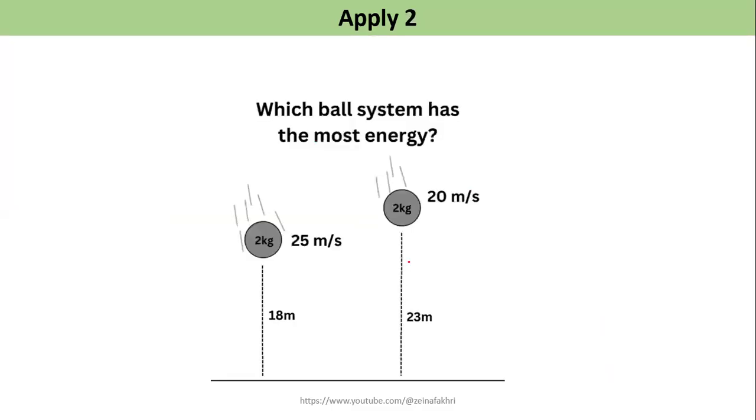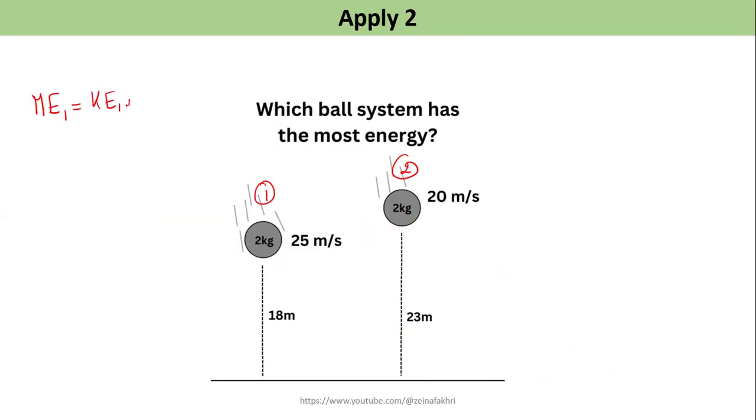Now, application number 2: which ball system has the most energy? In order to know which one has the most energy, we cannot just look at the figure and just say that the first ball or the second ball at the initial position has the most. In order to know it, we have to calculate the mechanical energy of each of the balls. So this is why we find ME of the first one at its initial position.